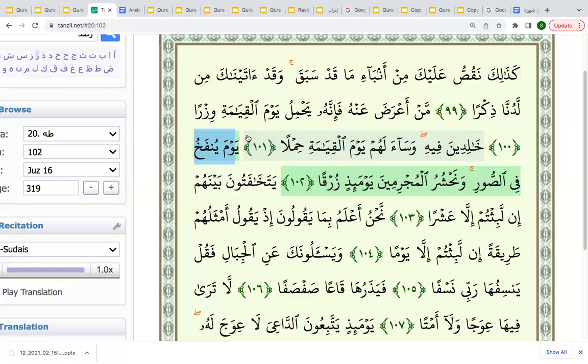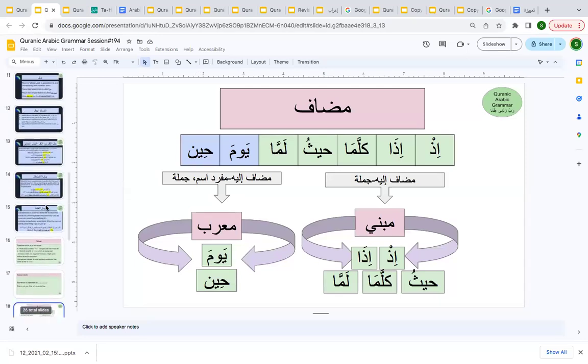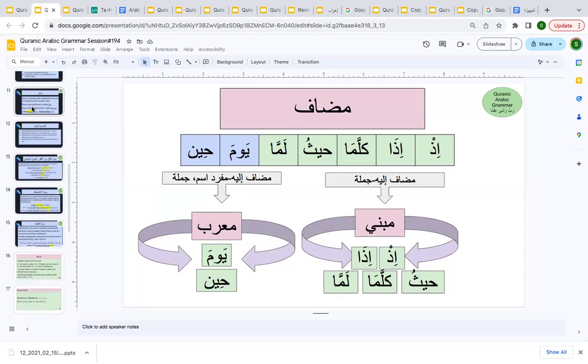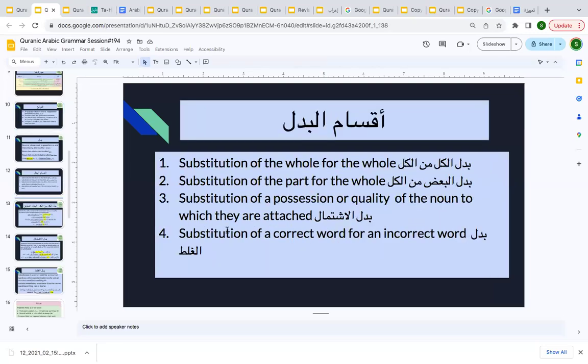And among the four types of badal that you have learned in your sessions, the badal can be badale kul, badale ishtimal, badale baad, and badale ghalat. There is no badale ghalat in the Quran, which we went over in the last session as well, just to refresh your memory. This one is which type of badal? Is it kul, baad, ishtimal, or ghalat? Which one does it look like?